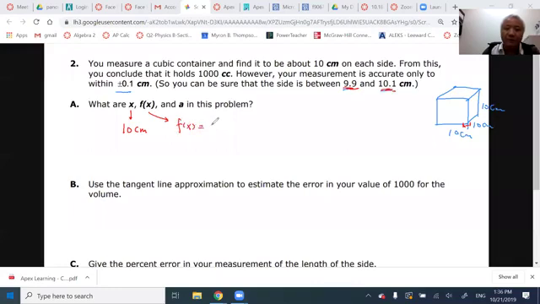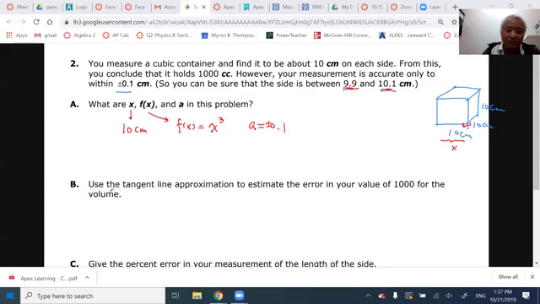f(x) will be equal to the volume, which is x cubed, because each side we consider as x. Because we don't know, yes, it's 10, but maybe 10.01, maybe less than 10, like 9.98, something like that. So that's why we put the function as the volume. And then the a here is considered as 0.1, positive or negative. It means more than 0.1 or less than 0.1. That's the range there, okay? So this part is easy.